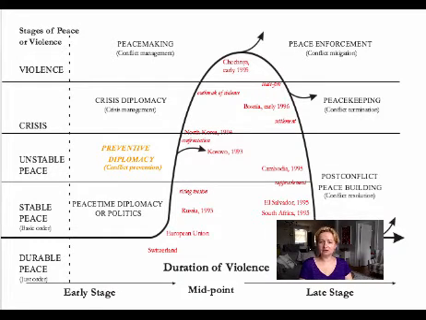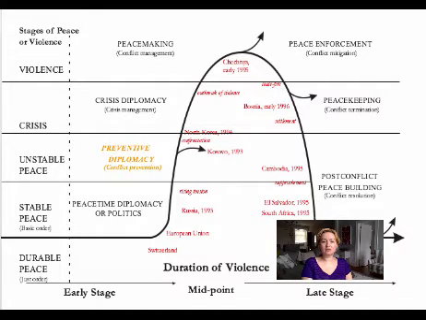This is the famous conflict curve, which shows the stage that conflict is going through from peace to reconciliation. As you can see, there are different stages of intervention from peacetime diplomacy to post-conflict peacebuilding. And inside the curve, you have these interventions that correspond to each stage of the conflict.